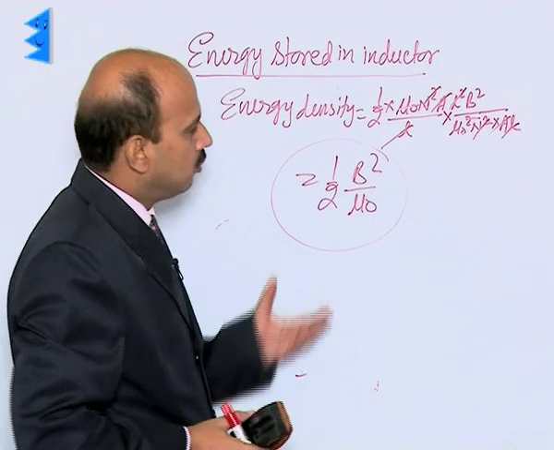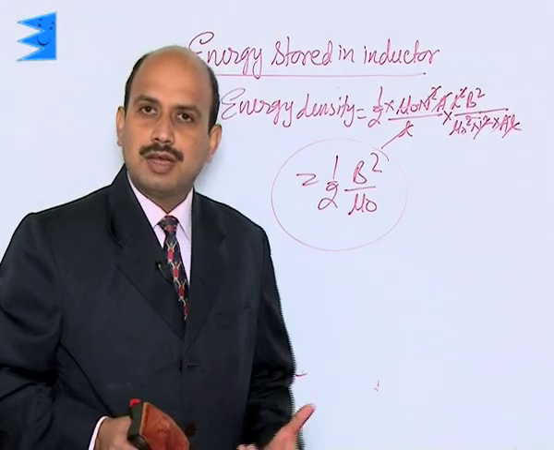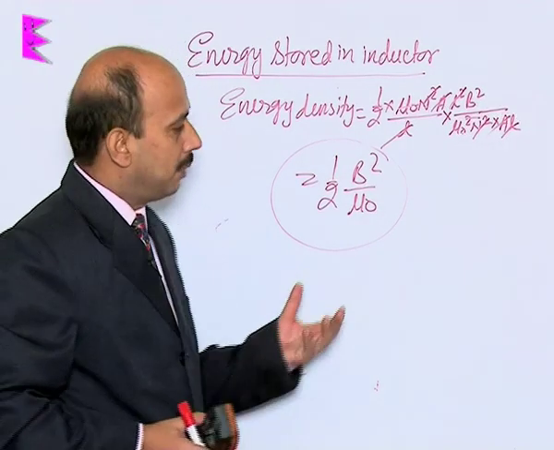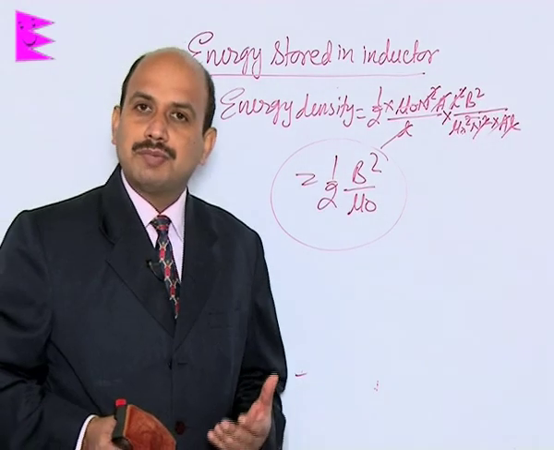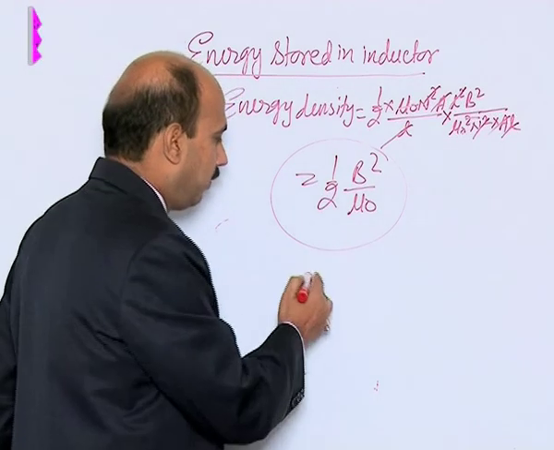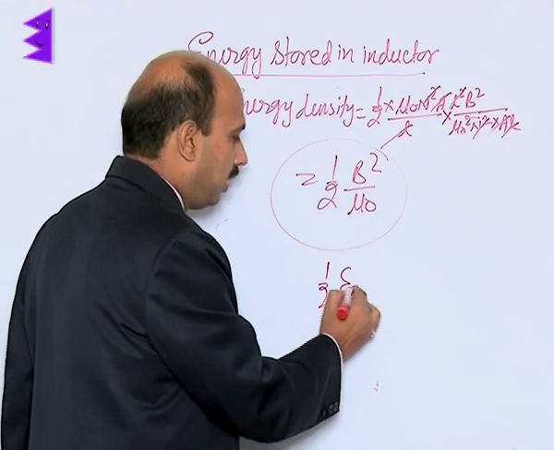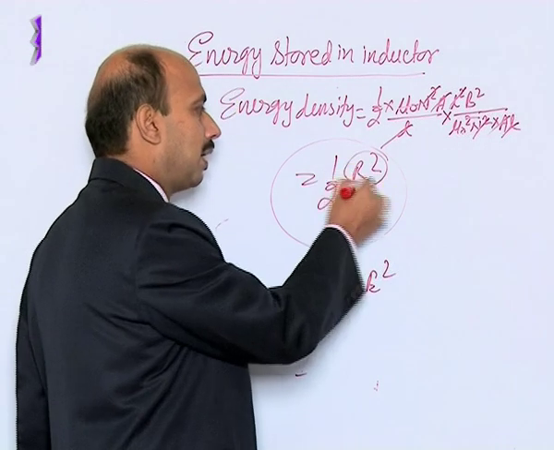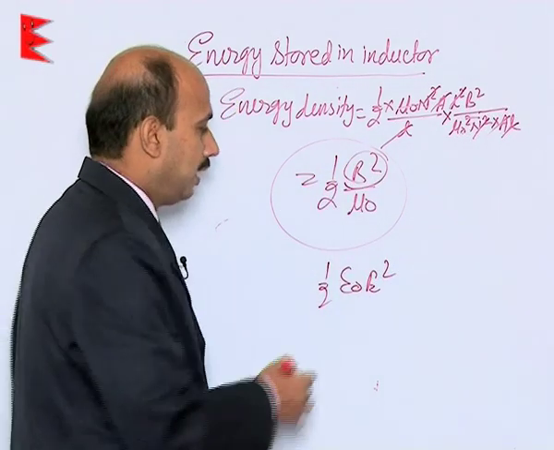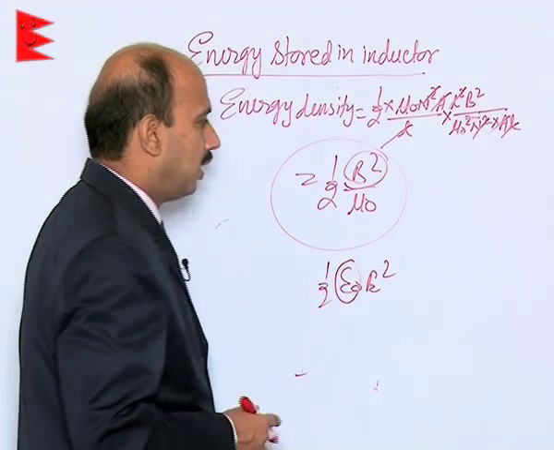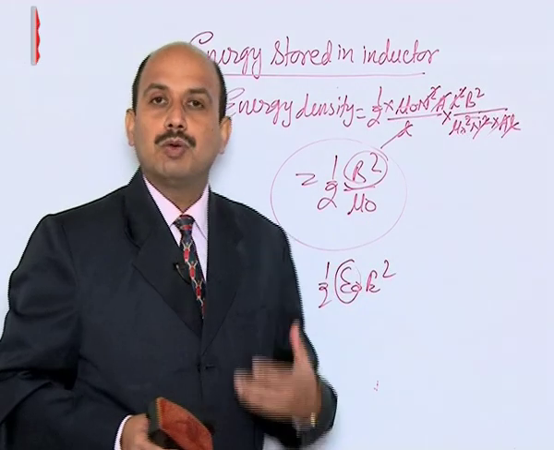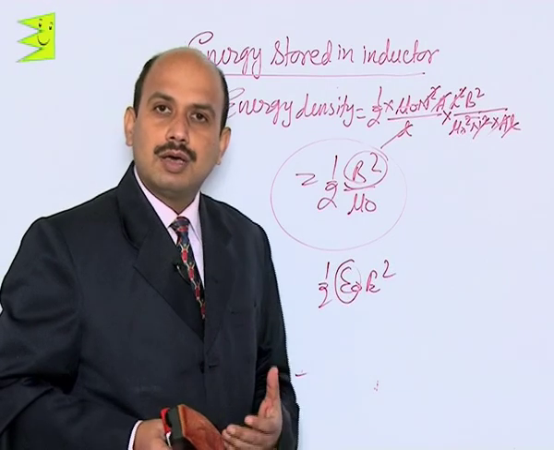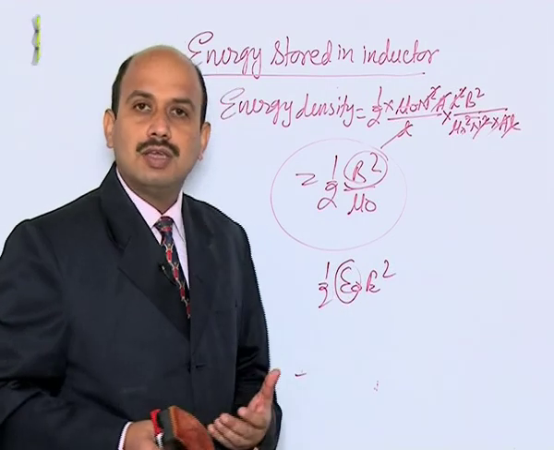And we have done a similar formula in electrostatics, the energy density in a capacitor, which was half epsilon naught E square, where the electric field was there. Here we have the magnetic field in place of that, and the constant there was epsilon naught, and here the constant is 1 upon mu naught. So, this formula is actually analogous to the formula of the energy density in a capacitor.